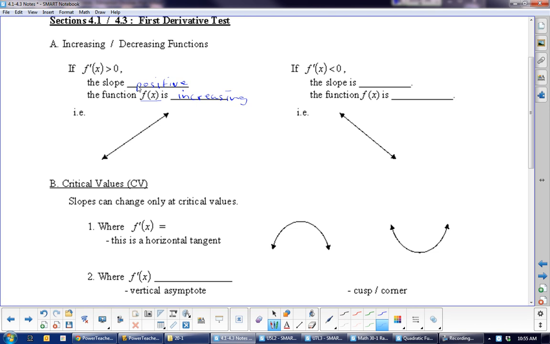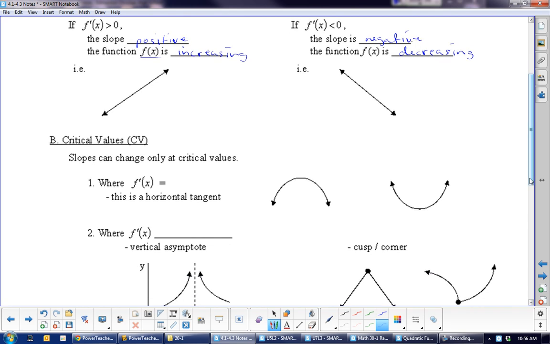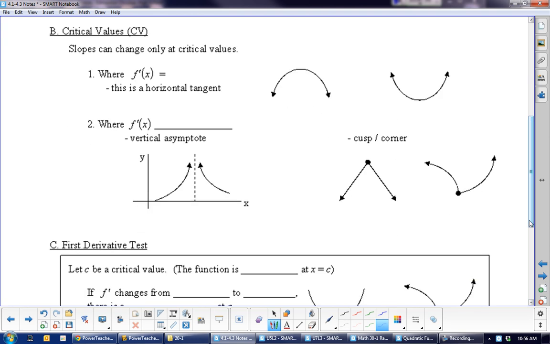Now, if something has a negative slope, so if the slope is negative, then the function f of x is decreasing. The original graph is decreasing. Now, those are good things to know, but more important, we want to know when they're not increasing and not decreasing as well, and that is at the critical values. So critical values are when slopes change.